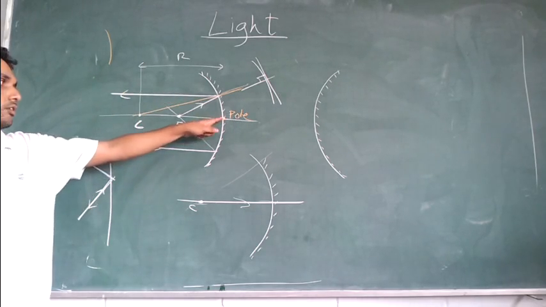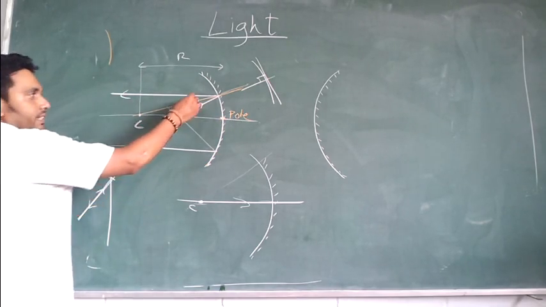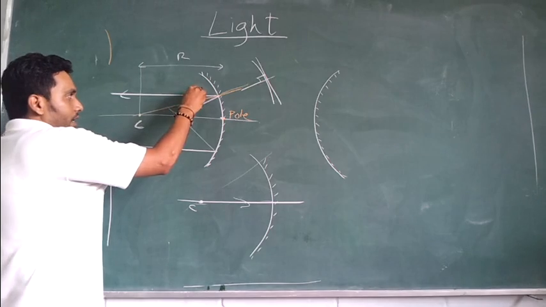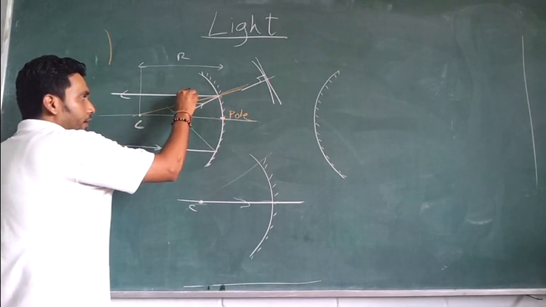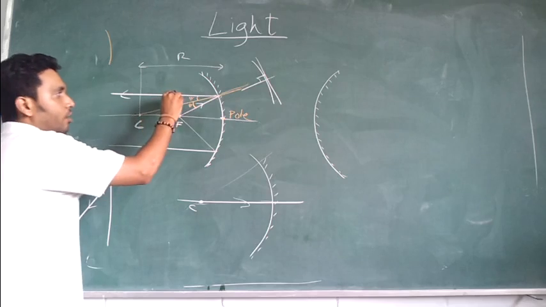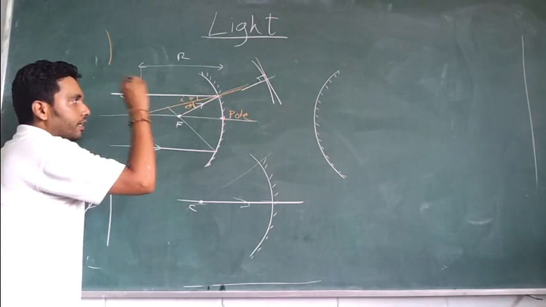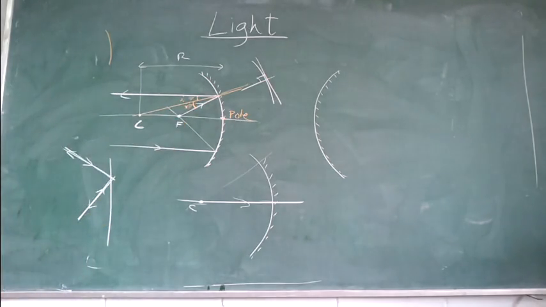Otherwise this is also a normal. Normal may be anywhere else also. Now this is the normal. Since the parallel ray is going through the focus and it follows the law of reflection, these two angles must be the same. This is the angle of incidence I and this is the angle of reflection R. Those must be the same. Get the point?